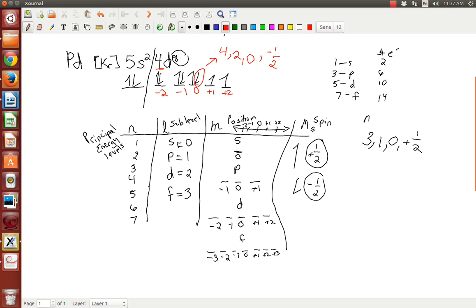Sorry for the sloppy writing. I'm trying to work with this stylus, and I'm not able to write directly on the screen. So, okay, so that is how you do quantum numbers.